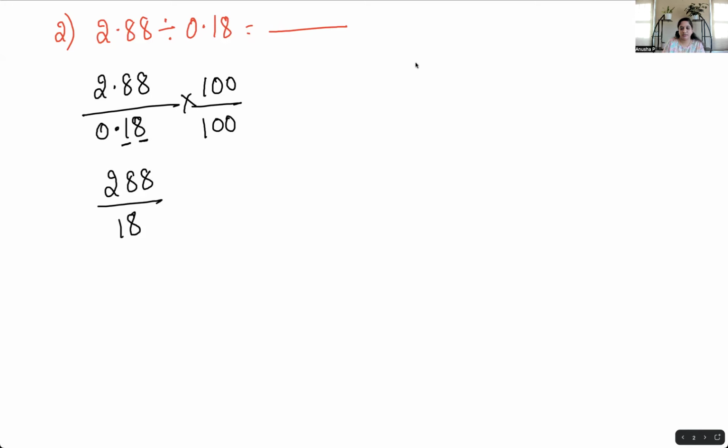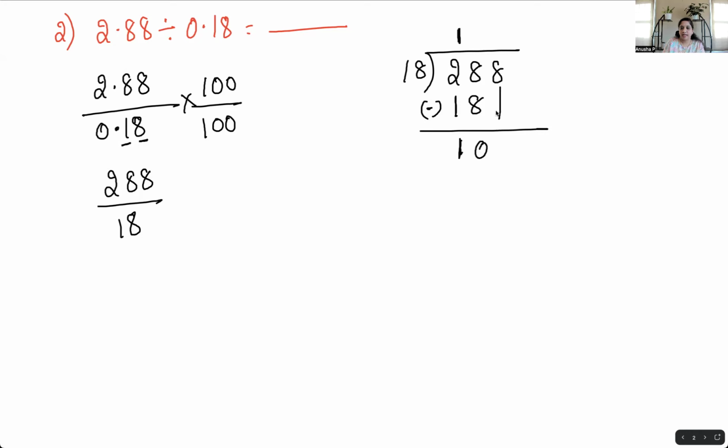Okay. So let's do the division. 18 and 288. 18 times 1 is 18. And we have to subtract. 28 minus 18. 8 minus 8 is 0 and 2 minus 1 is 1. And then we will bring the 8 down. Now we have to check 18 times 6. Okay. So 6 times 8 is 48 and 4. 6 times 1 is 6 plus 4 is 10, so 108.